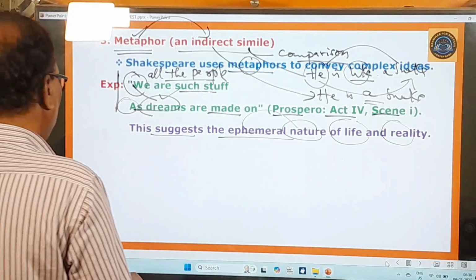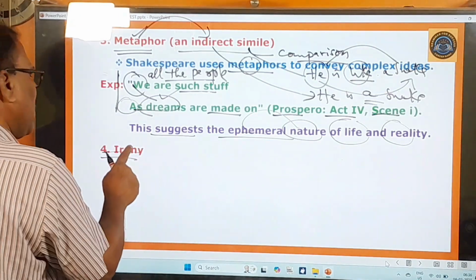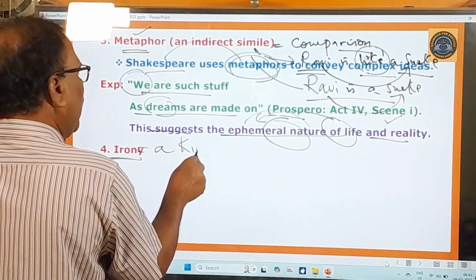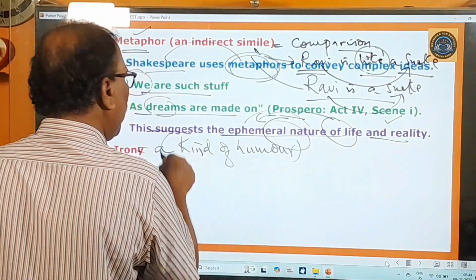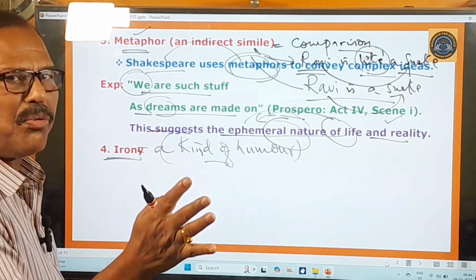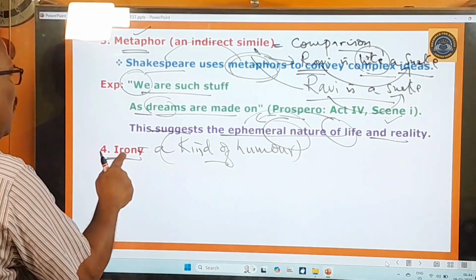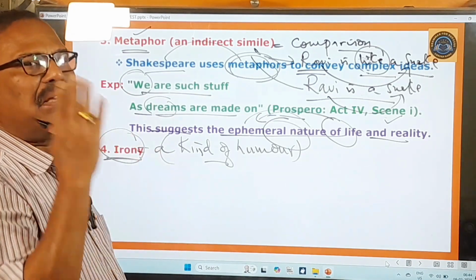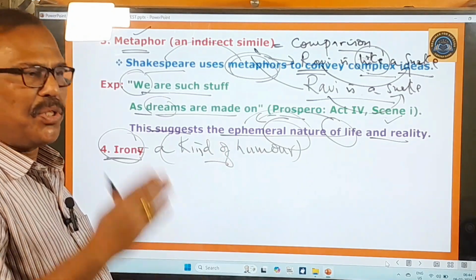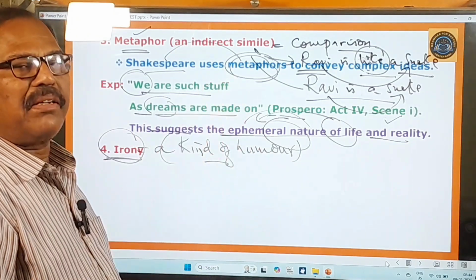And now you go to the next one. The fourth literary device is irony. What is this irony? Irony is a kind of humor. Okay, what kind of humor? Let us see that. What kind of irony? Because there are 3 kinds of irony: verbal irony, situational irony, and dramatic irony.